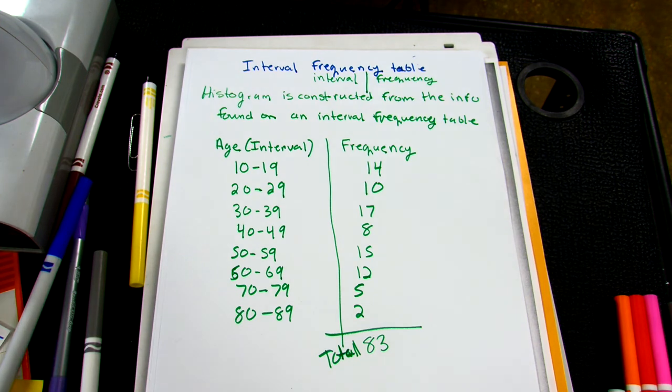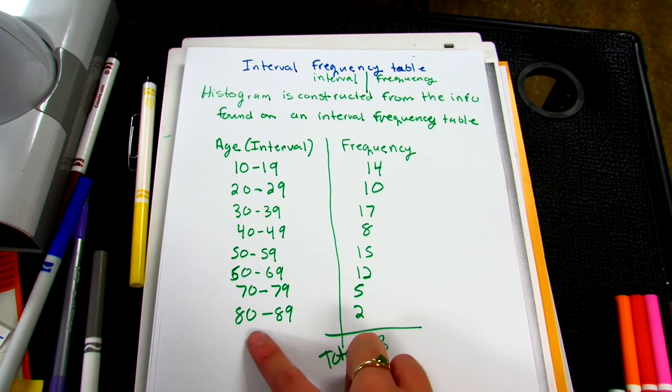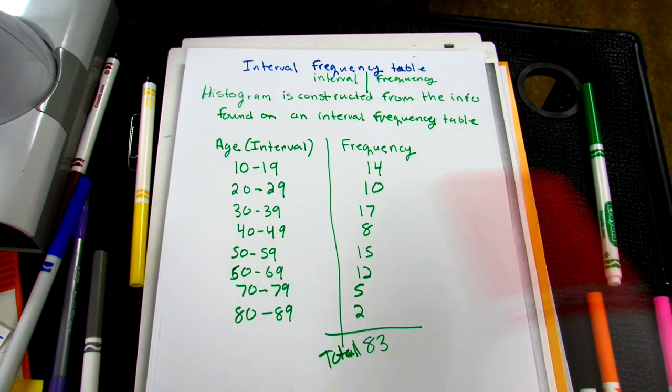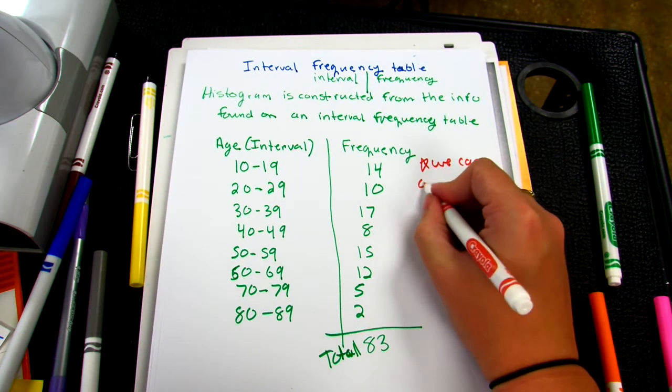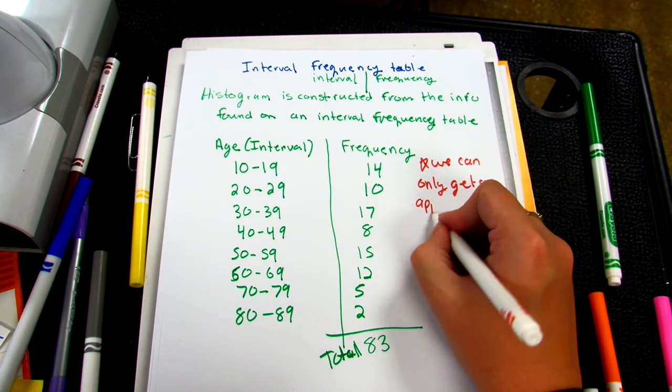If we were to calculate the range, we cannot get an exact range because these are intervals, right? We don't know the actual data. There might not actually be an 89. The last number might be 82, but it falls within the range 80 to 89, right? So we can't get an exact range. We can only get an approximate range.